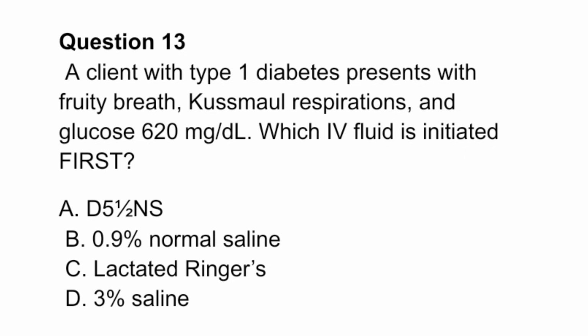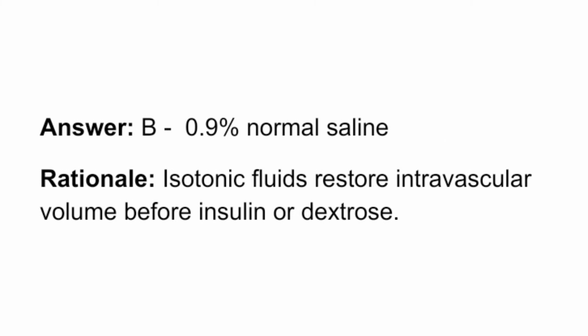Question 13. A client with type 1 diabetes presents with fruity breath, Kussmaul respirations, and glucose 620 milligrams per deciliter. Which IV fluid is initiated first? A. D5 1/2 NS. B. 0.9% normal saline. C. Lactated Ringer's. D. 3% saline. Answer: B. 0.9% normal saline. Rationale: Isotonic fluids restore intravascular volume before insulin or dextrose.